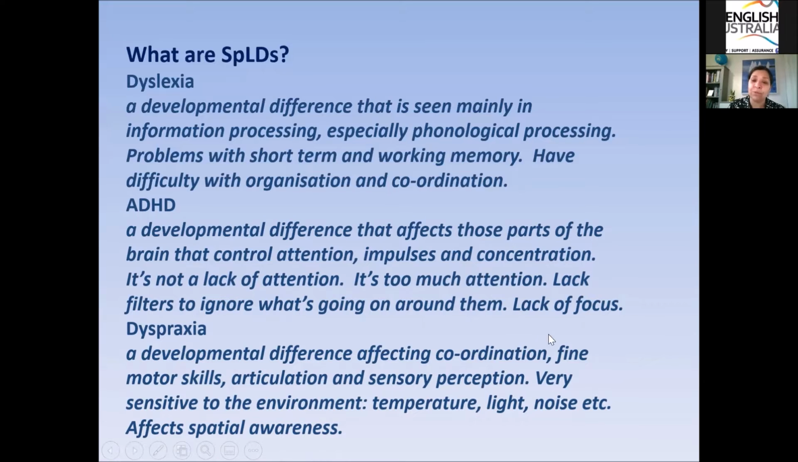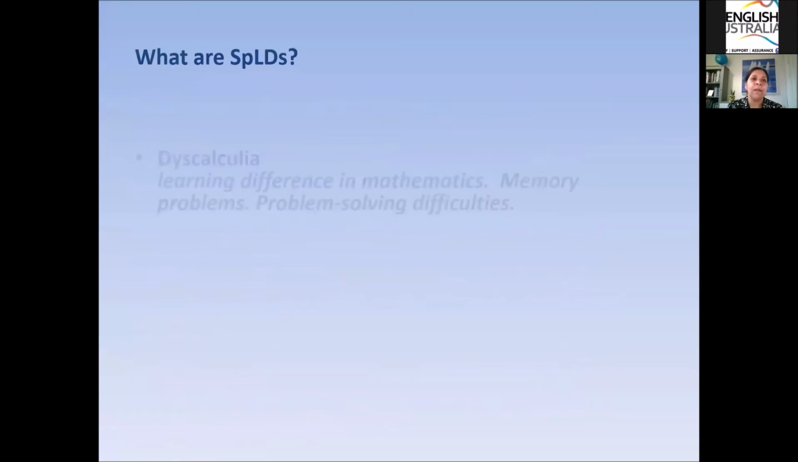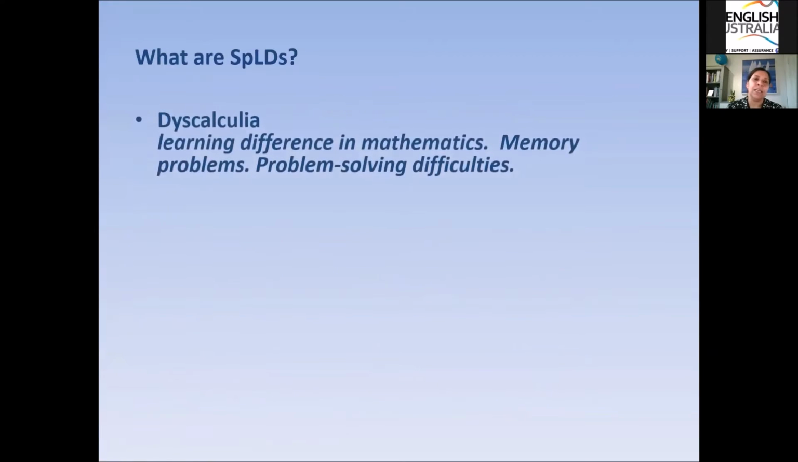I say could be because we don't want to be labeling people too soon without them having been assessed properly by a professional. But these are things you need to be looking out for as a teacher in class, where if you do have a student who is struggling in class, you need to try and get them assessed. Other learning differences, we've got dyscalculia.